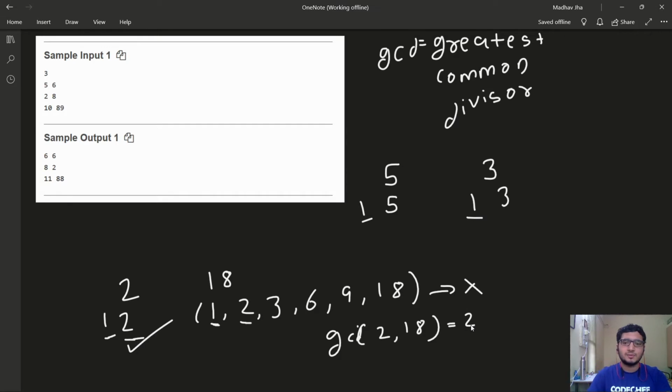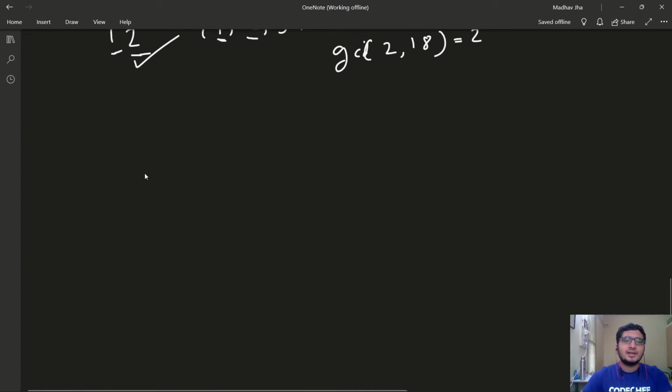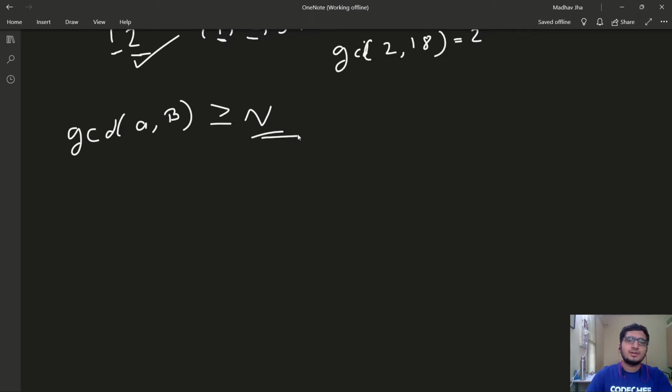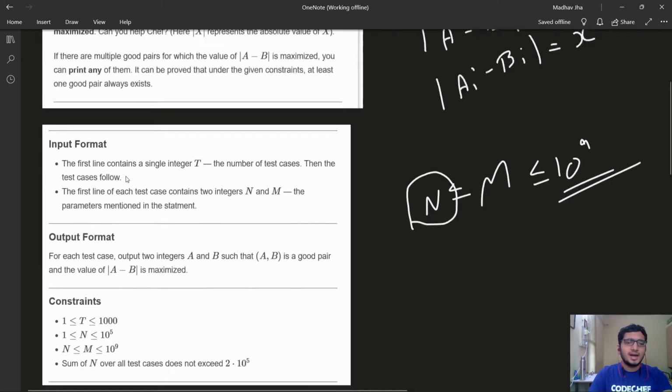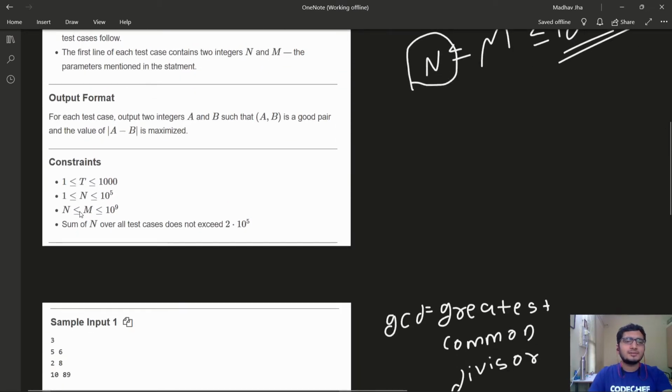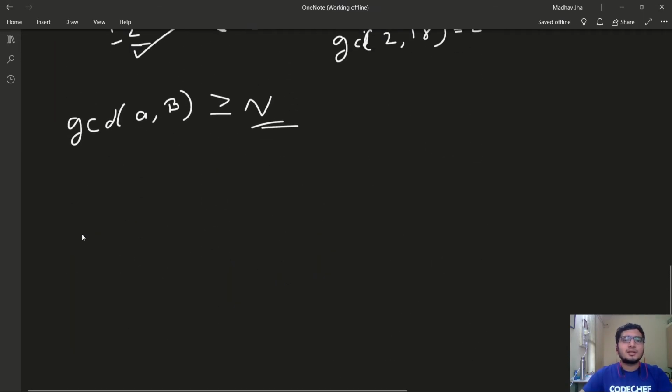Now, similarly, as we saw our condition, the GCD of a and b has to be greater than or equal to n. Now, what does this mean? Let's go back here. So our GCD has to be greater than or equal to n, and again, we saw that our m will always be greater than or equal to n. Now, we are not concerned about what the GCD is. We do not want to maximize or minimize the GCD. We just want to maximize the difference. So it does not matter as long as our GCD is n.